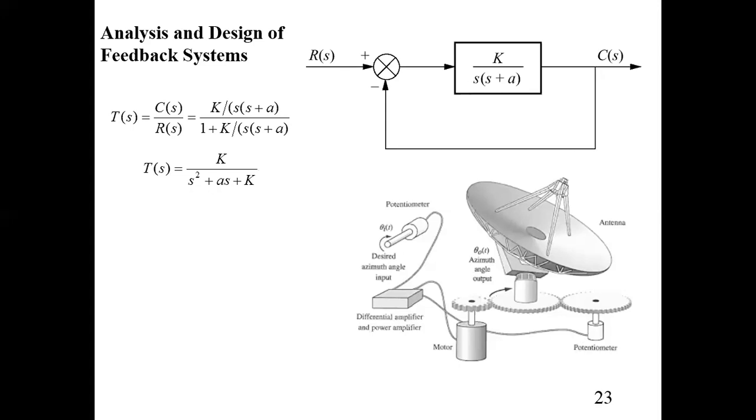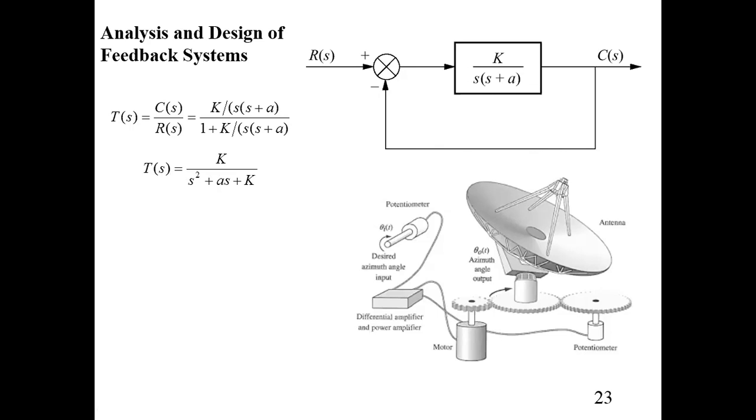From the equation of the closed loop transfer function, G of S divided by 1 plus G of S multiplied with the feedback H of S, we can find the equivalent transfer function for this figure, which here is denoted with T of S, by applying the formula of equivalent feedback system.